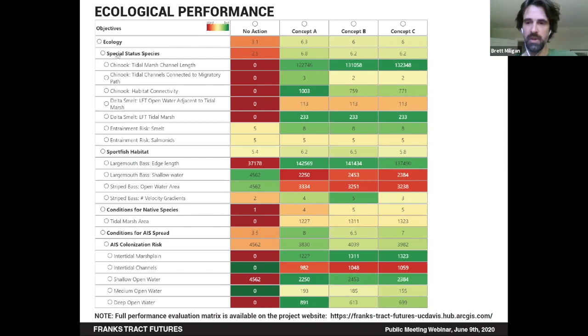This is again with a lot of technical expertise on these fish and looking at how we quantify what kind of habitats would be created, whether it's the special status species, the sport fish, conditions for native species, and conditions for aquatic weed spread, which would be reduced in the concepts.